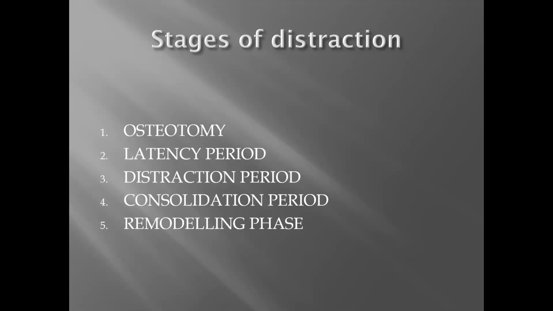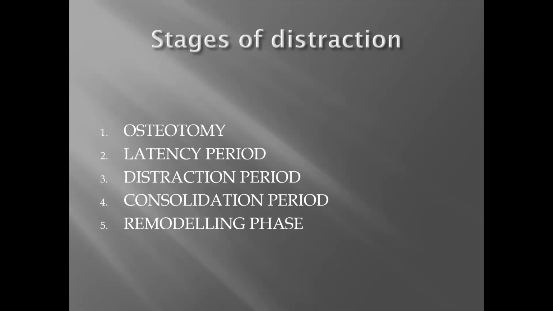In osteotomy, the bones are osteotomized first. Then the latency period is for 0 to 14 days. Here, the primary healing cascade takes place and fibrous union is done. In the distraction period, the osteotomized segments are moved apart at the rate of 1 millimeter per day till the desired length. This induces new cell formation in the distraction gap.